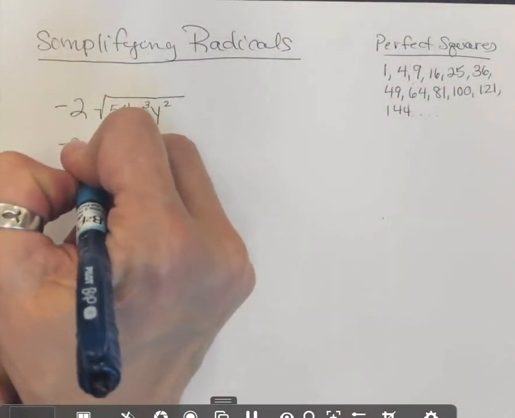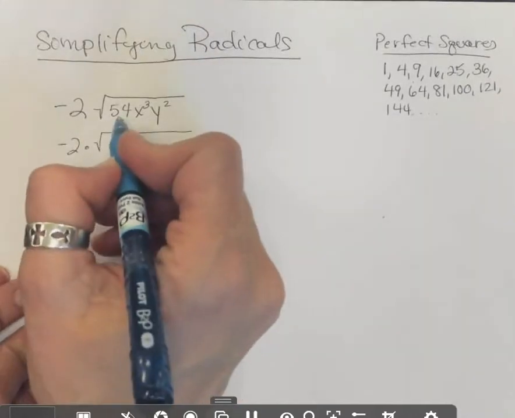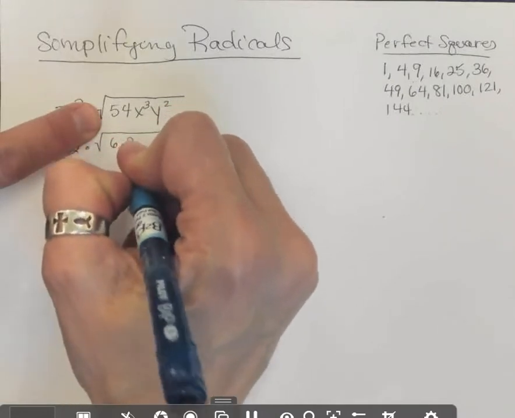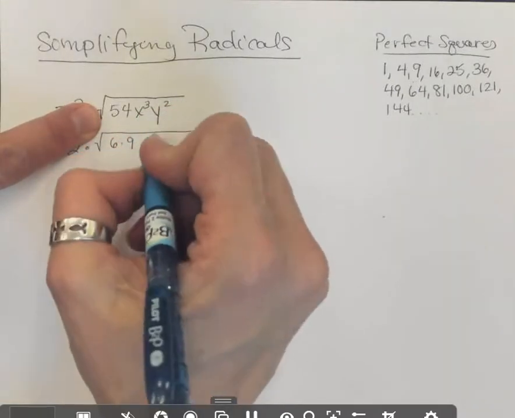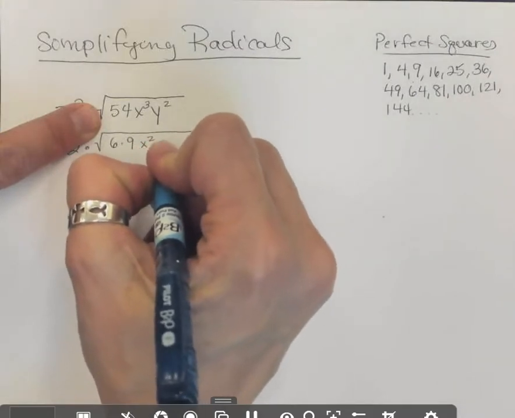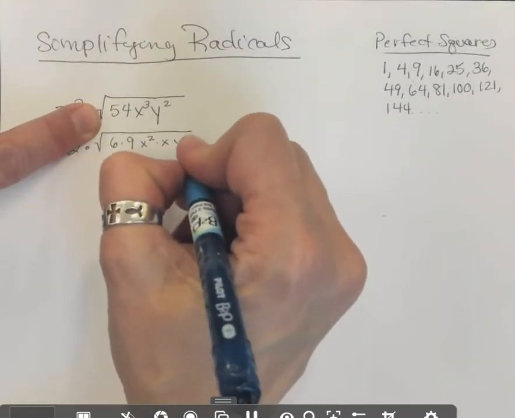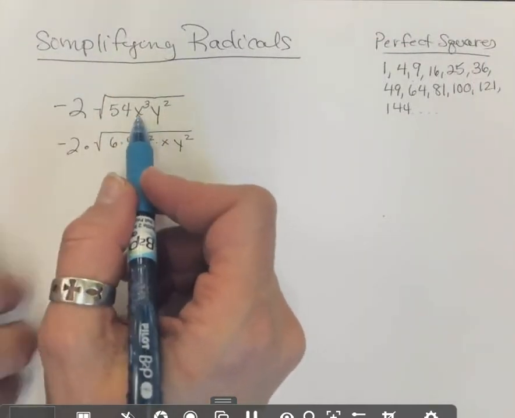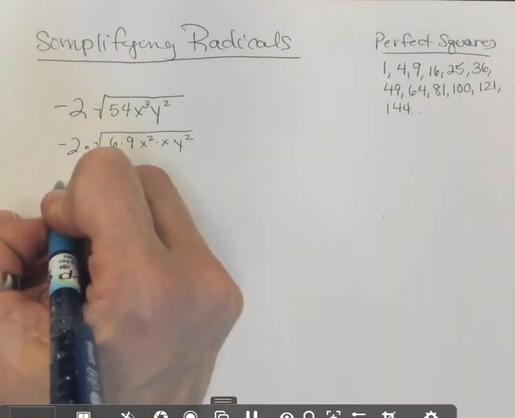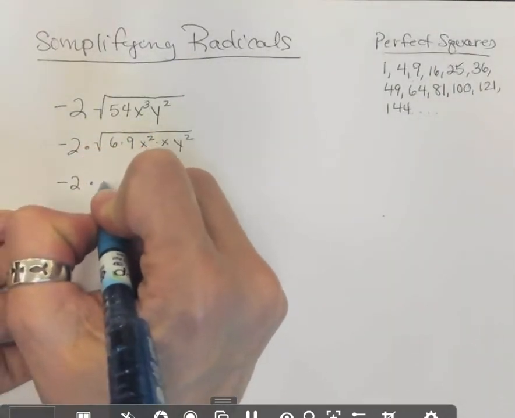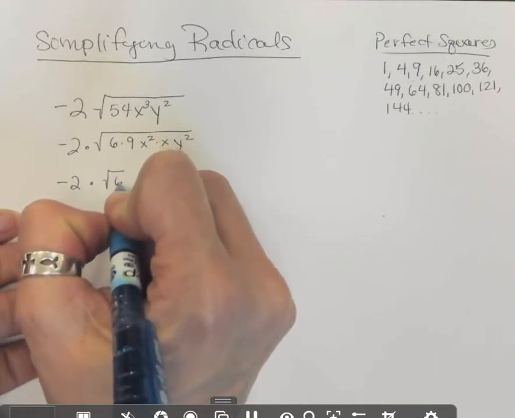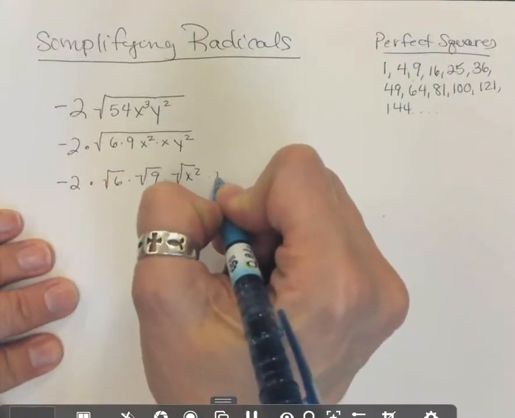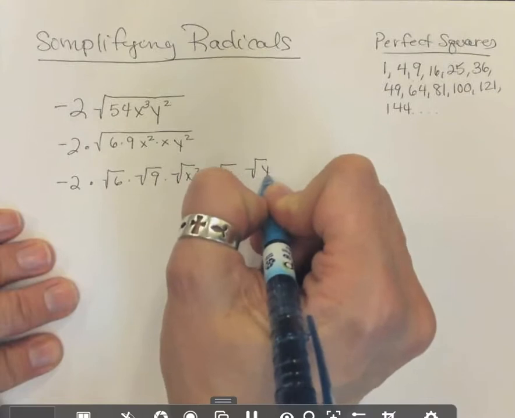So we have negative 2 times, and we're going to break this apart. So 54 is 9 and 6, so we have 6 times 9. And then x cubed, well, that's the same as x squared and x, and then we have y squared. I separated these two because I can take the square root of x squared. I can't take the square root of x cubed. So now really what I have is negative 2 times the square root of 6, the square root of 9, the square root of x squared, the square root of x, and the square root of y squared.